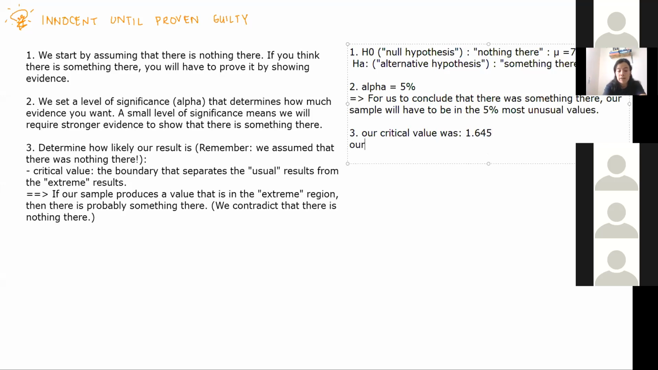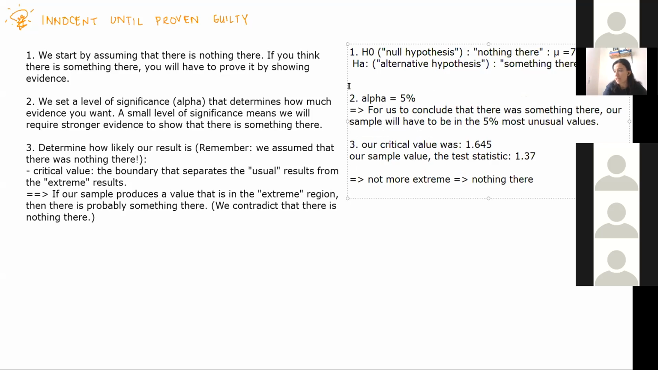Then we found our sample value, which is called the test statistic, which means the statistic that we're going to use in order to perform the test, was 1.37. And that means that this was not more extreme, not in the extreme values. And so we concluded that there was nothing there, that this result could have very well been explained just by chance, and so we don't have enough evidence to conclude that there was actually something there.